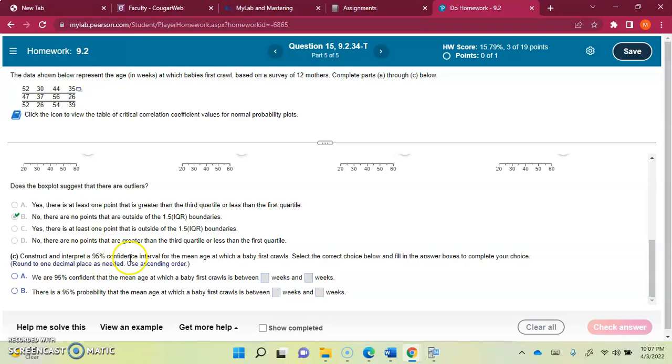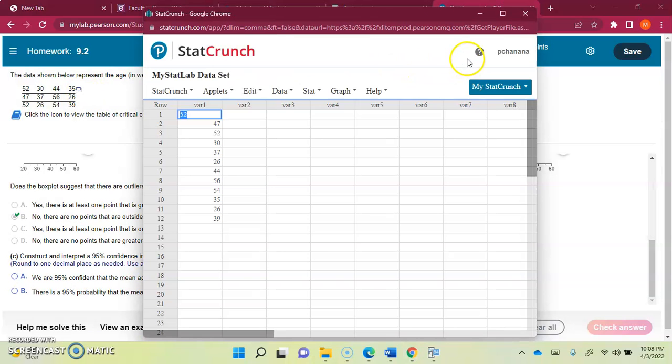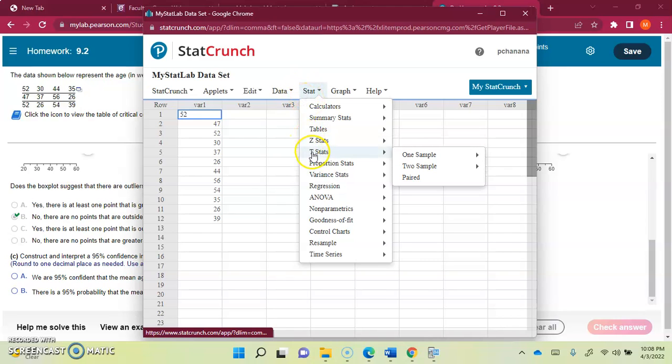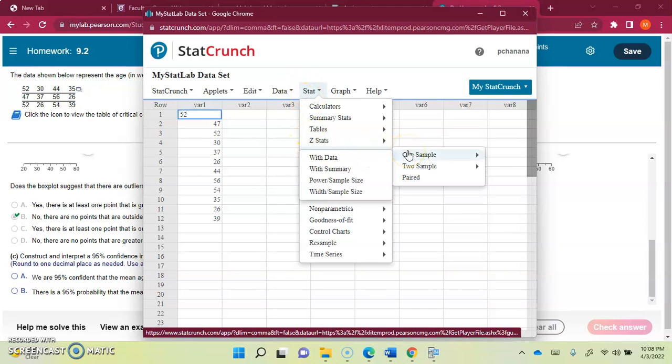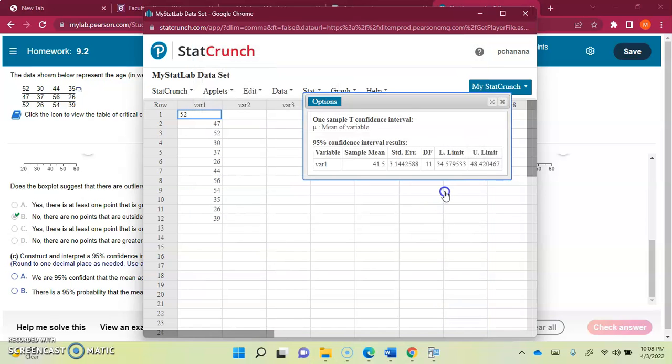Construct a 95% confidence interval for the mean age at which babies crawl. So how do you select it? Here in StatCrunch, you need to go to Stat, T-stats. There is only one sample, and the data is given to you, not a summary. So with data, variable 1, and you want a confidence interval of 0.95. That should be good. So you have it here, 34.5, and they are saying 1 decimal place.